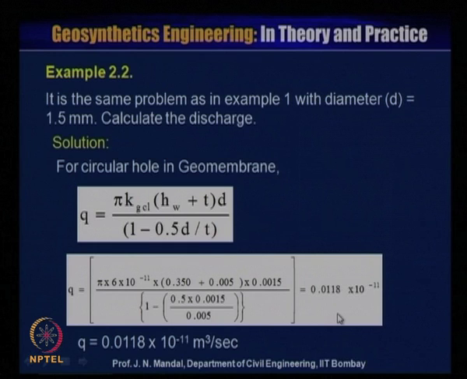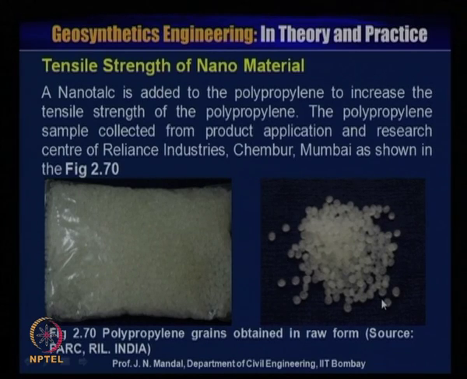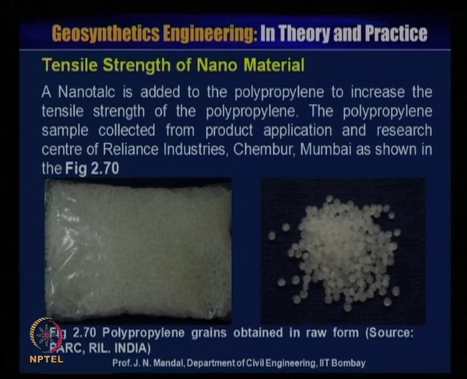Now this is about the tensile strength of nanomaterial. A nanoclay is added to the polypropylene to increase the tensile strength of polypropylene. The polypropylene sample was collected from the Product Application and Research Center of Reliance Industry, Chembur, Mumbai. You can see this is a polypropylene grain, obtained in raw form, and the source is PARC, RIL India. You can see these are the beads.